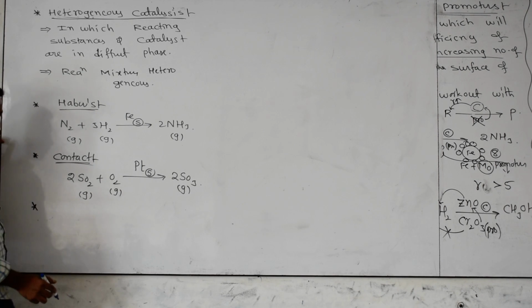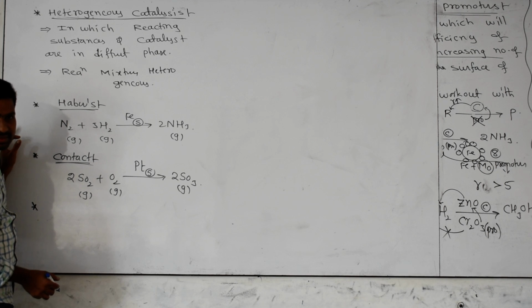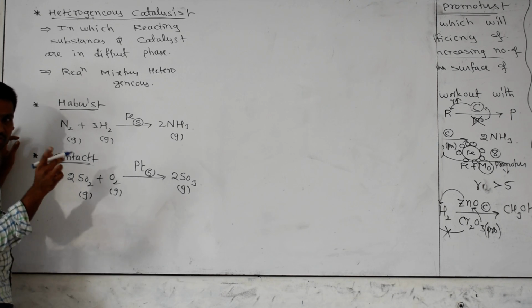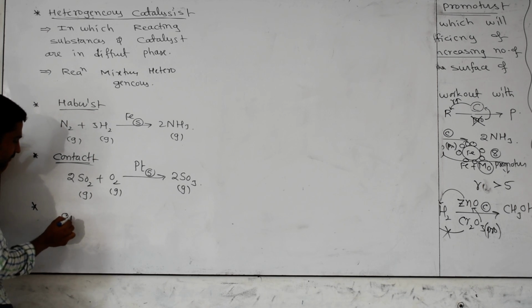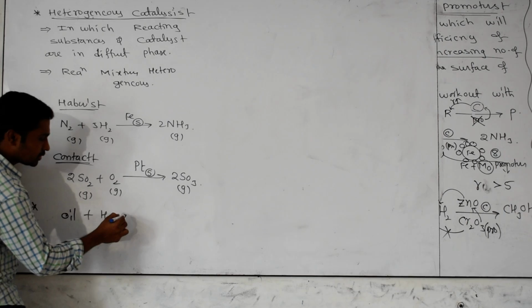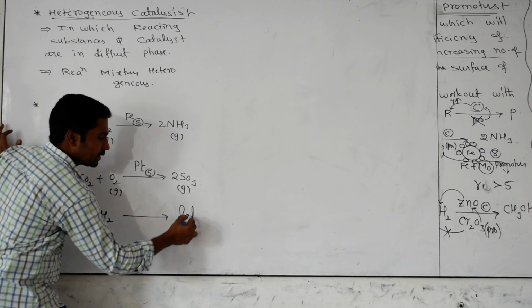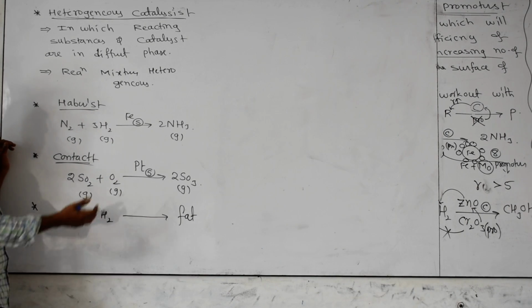For example, take hydrogenation of oils. You studied it already; we studied it in the chemical properties of hydrogen compounds. You take oil, and to that you add hydrogen gas. It becomes like fat. Dalda, vanaspati, these are all formed like this.